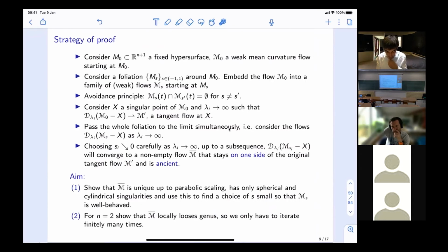Okay, so this is the idea why you can then hope, in dimension 2, to really perturb further and further and really get through.